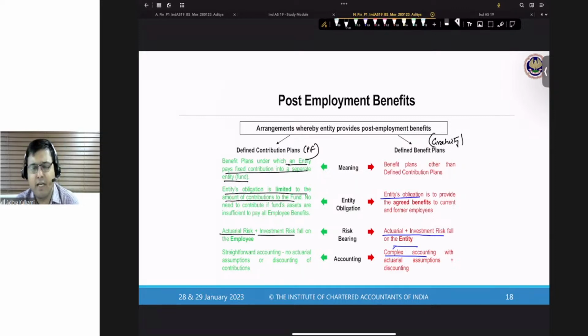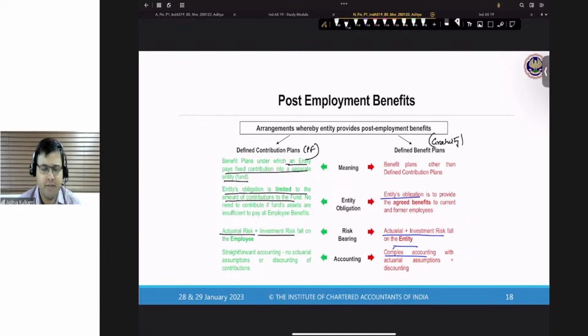Okay, the PF trust will say, we invested so much, but we got only this much return. This return we are passing on to you. So this is what is known as a defined contribution plan, where investment risk lies with the employee. Actuarial risk also lies with the employee.